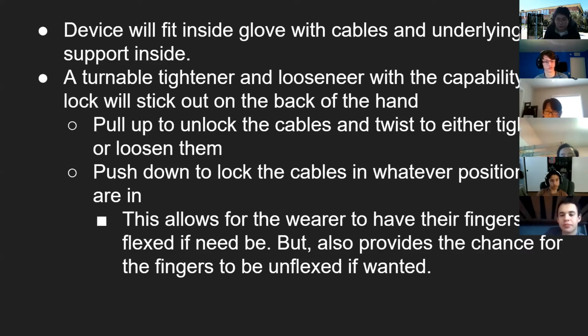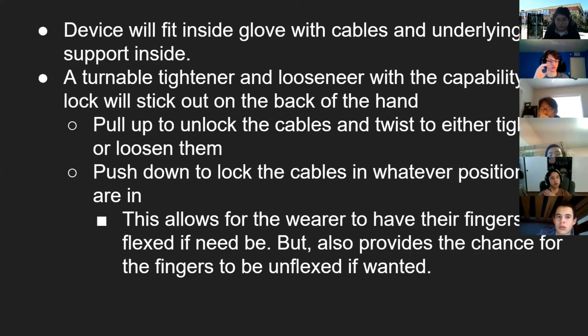Just a quick question. Yeah, go ahead. So is this device sort of meant to be used when you're resting your muscles? Because it's not really something that you're actively using to stretch, right? It's just sort of keeping it in a position.